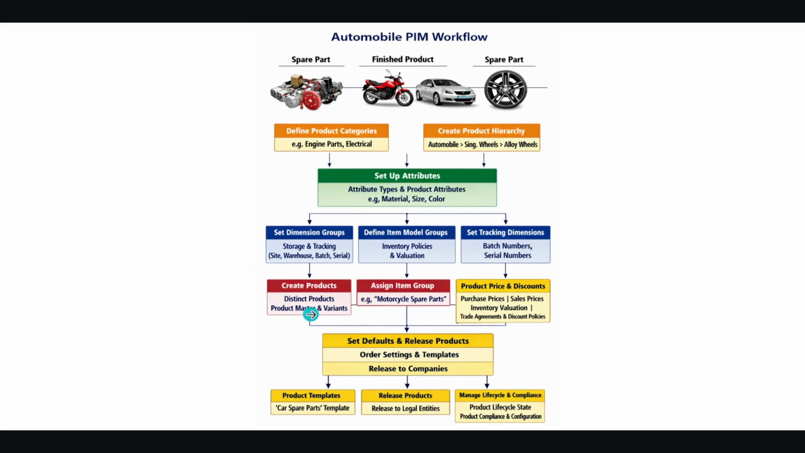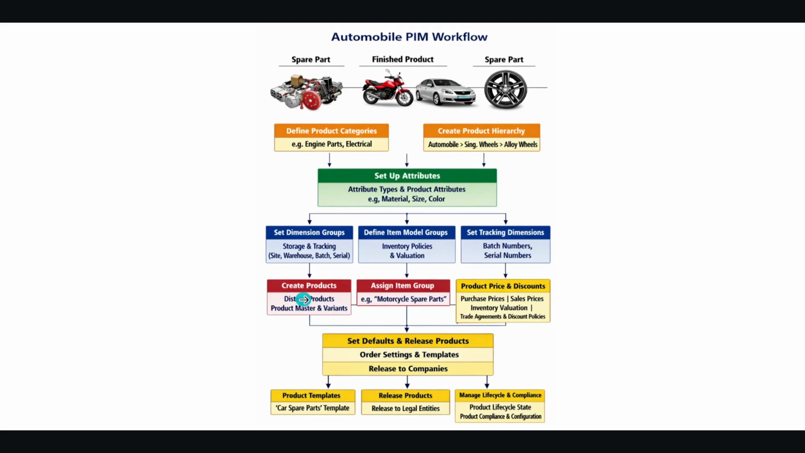And when I say product master, I can also add some variants or different flavors for my product master. Whereas in a distinct product, that is the lowest level. I cannot create any variants for that product. So let's make it simple.